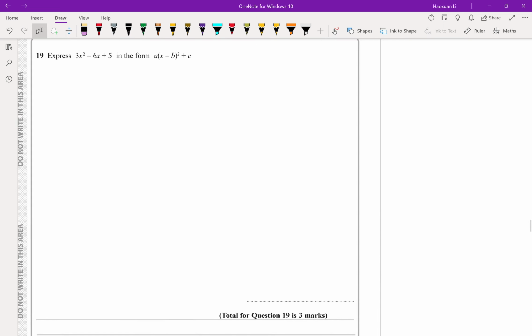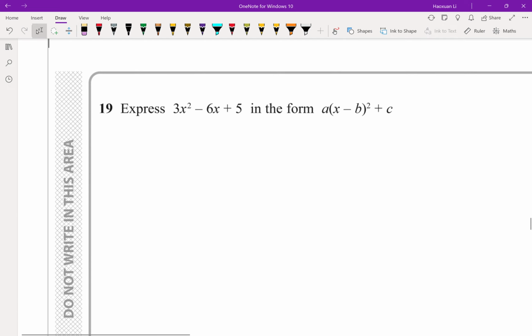Question 19. So this is a traditional question that will come up every single year, either like differentiation or stuff. This is the question where it asks you to complete the square. So express 3x squared minus 6x plus 5 in the form a times x minus b squared plus c.